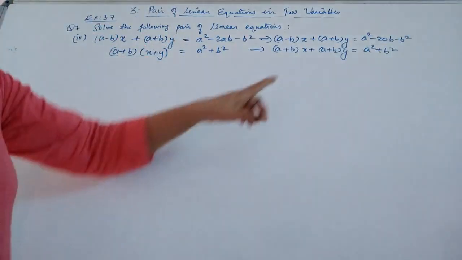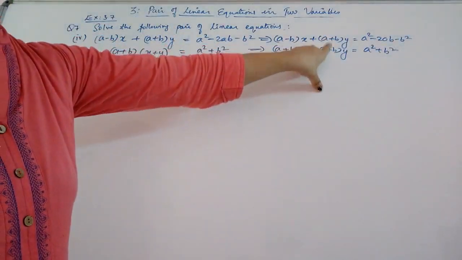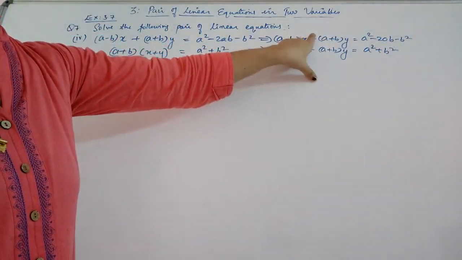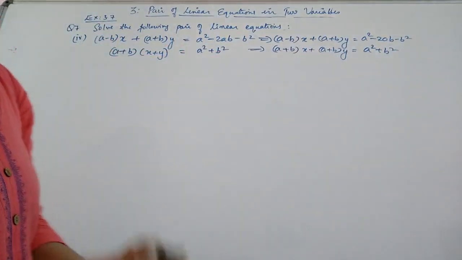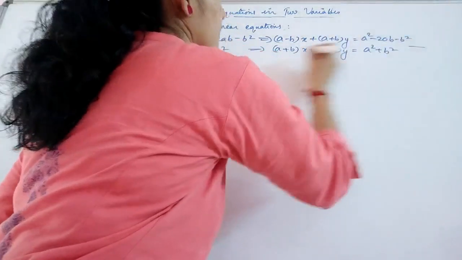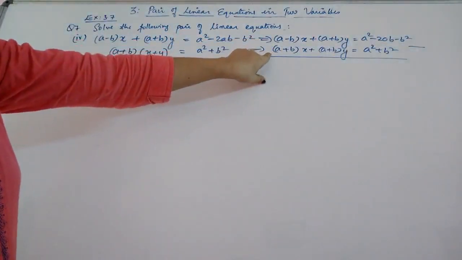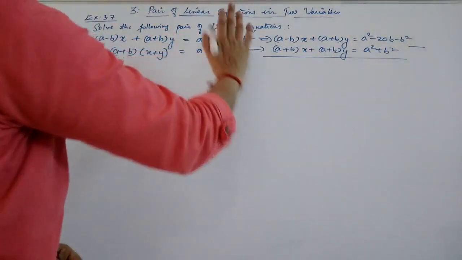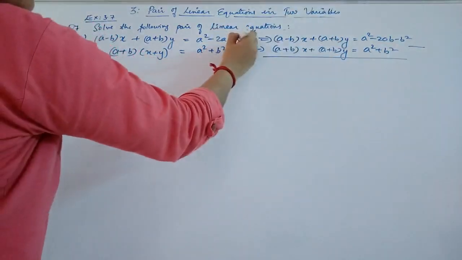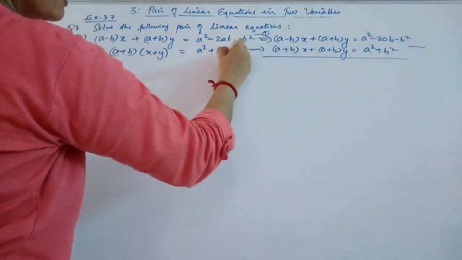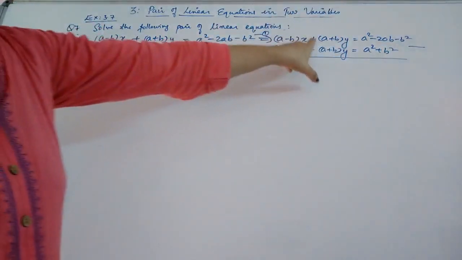Now you can just see the coefficient of y in both the equations is the same, a plus b, and they have the same sign, so you have to just subtract the two equations. Subtracting the two equations. So now this is your first one, no change, second one, okay, first and second I will just mark like this, equation 1 and equation 2. Equation 1 has no change.